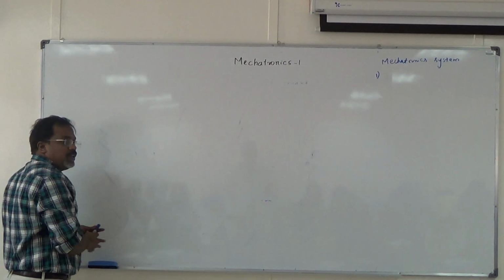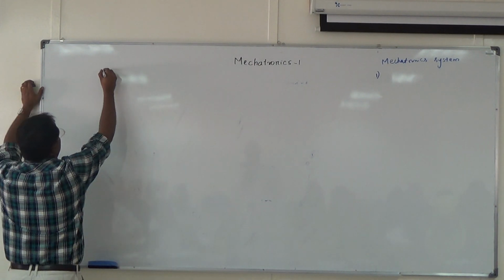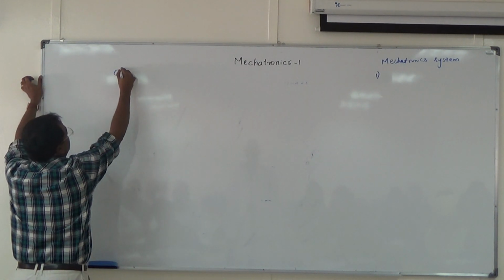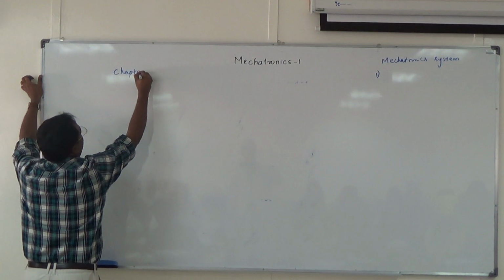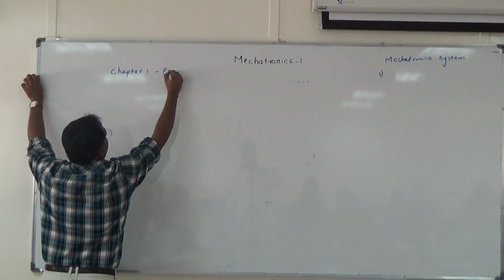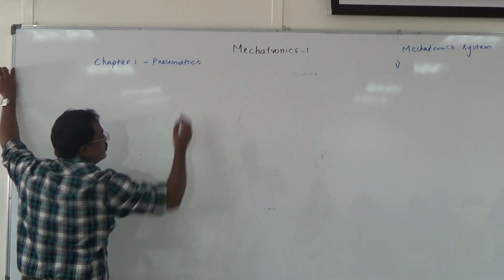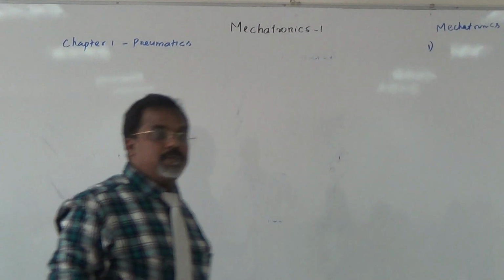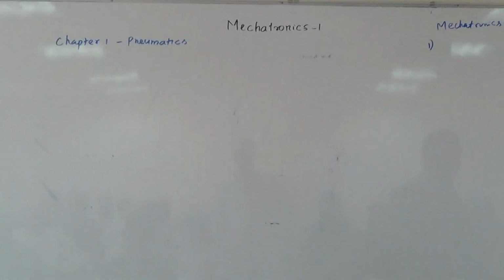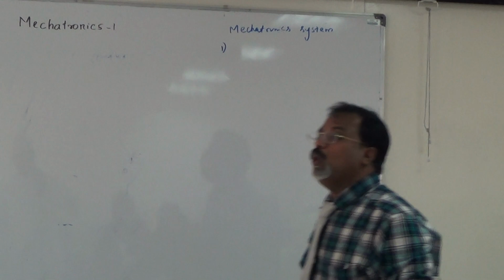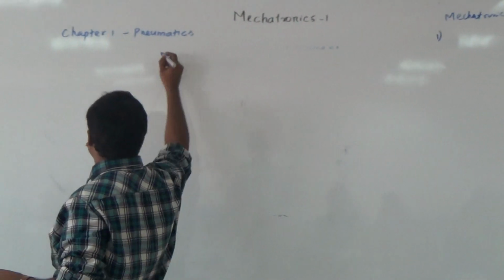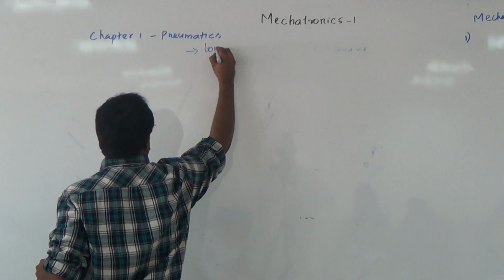Okay, so chapter 1 is pneumatics. There are 10 chapters. This is the first chapter in the mechatronics module, pneumatics. Why are we studying it here? Pneumatics is, we can say, low cost automation.